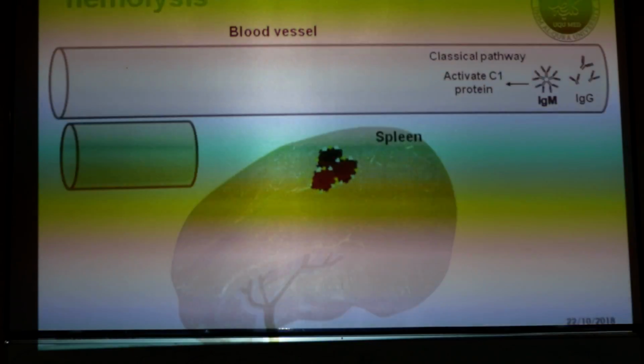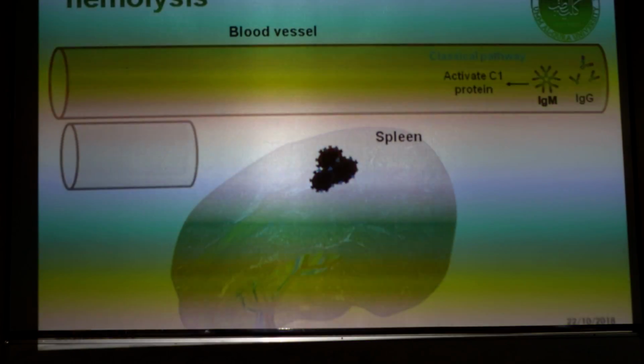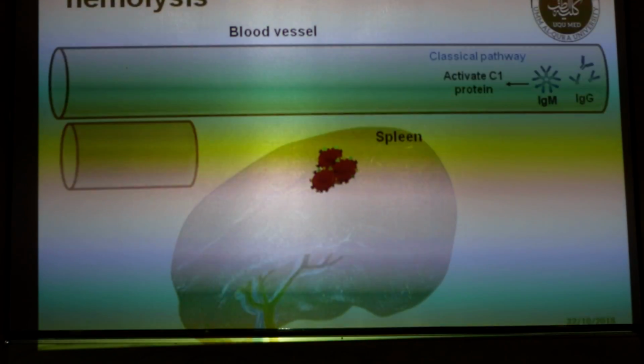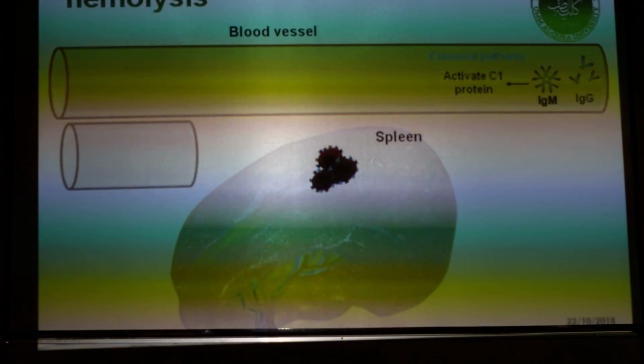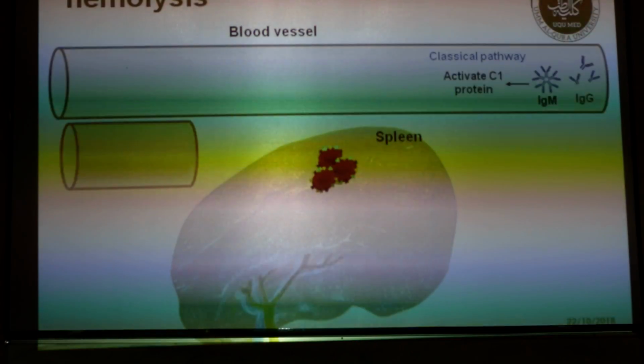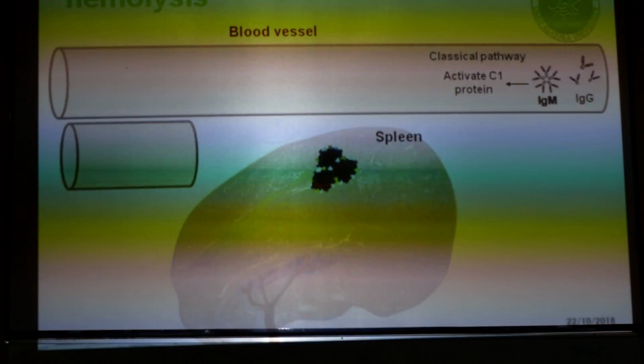And you have also studied the Rh incompatibility? Yes. Rh incompatibility occurs because of which immunoglobulin? IgG. Why not IgM?